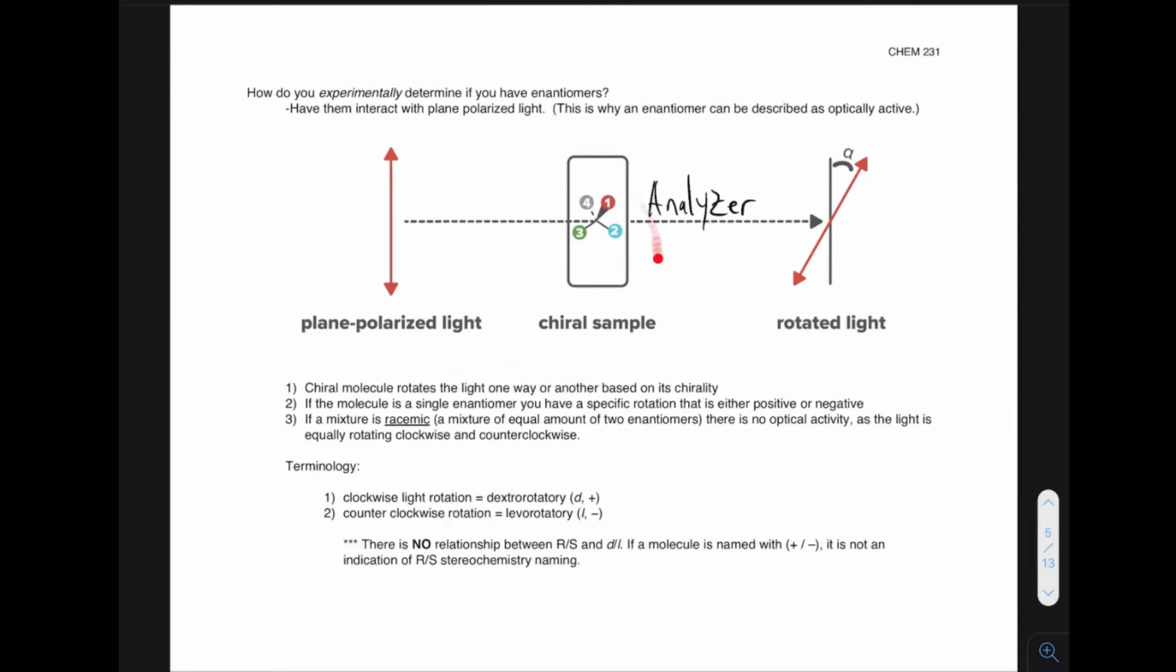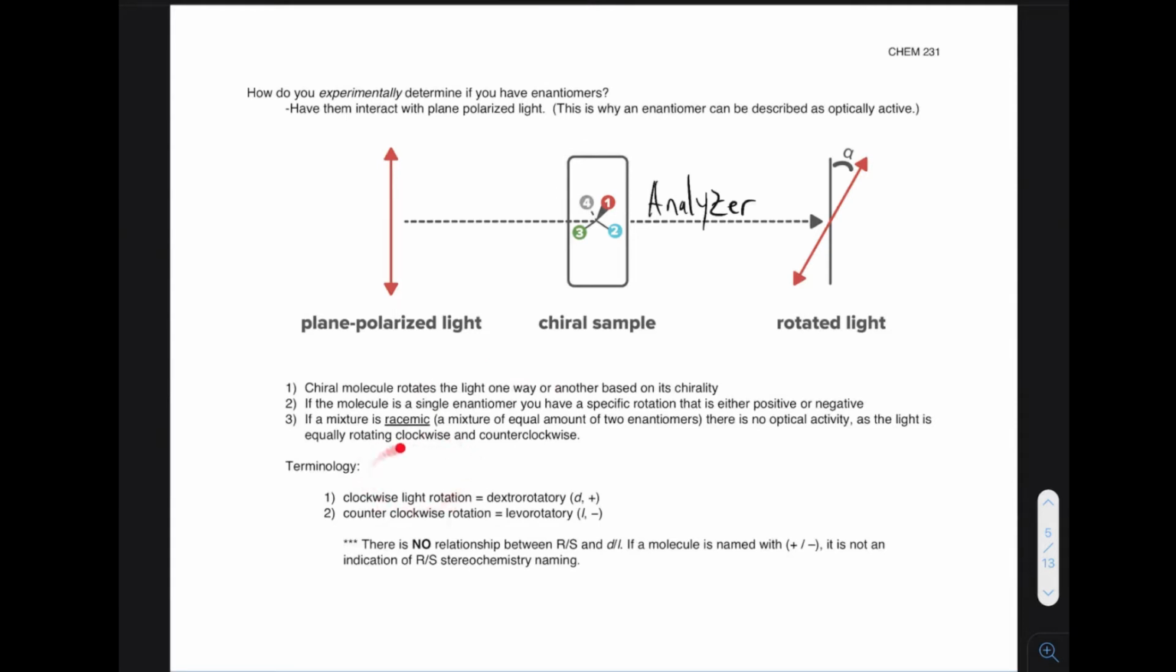So if you have a sample with entirely one enantiomer, you'll end up getting rotated light in either a clockwise or counterclockwise fashion, positive or negative. If we have a racemic mixture, so an equal amount of two enantiomers, there is no optical activity. Because one enantiomer will rotate the light one way, and the other enantiomer will rotate the light the other way, canceling each other out.